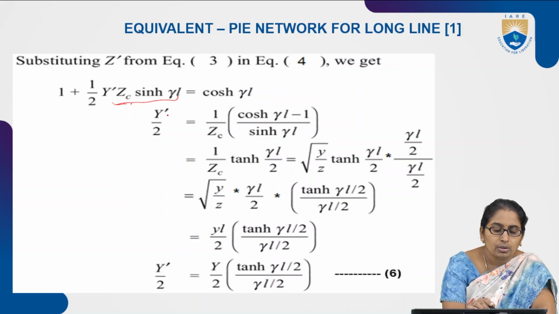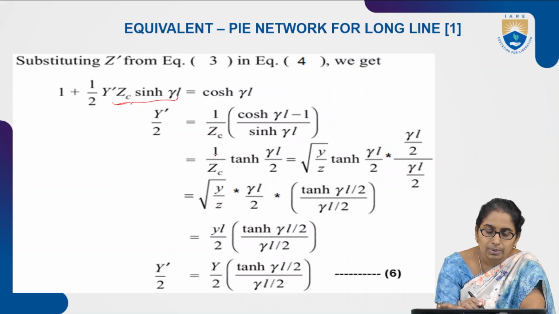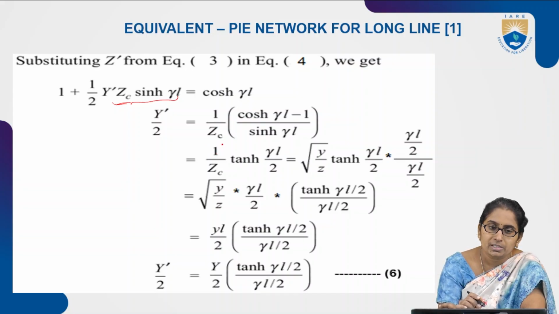So, therefore, from this, writing y dash by 2, taking the other things to the right side: cosh gamma L minus 1 by sinh gamma L, into 1 by Zc. Now, we know what Zc is. Characteristic impedance is given by square root of small z by small y, so 1 by Zc means square root of small y by small z.